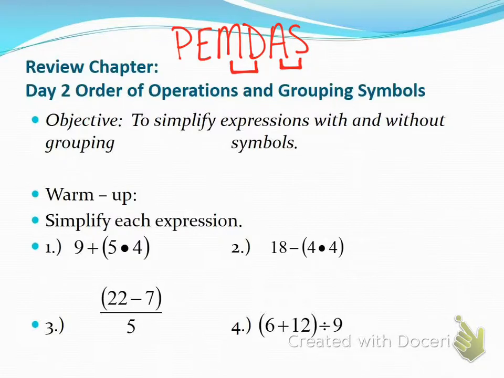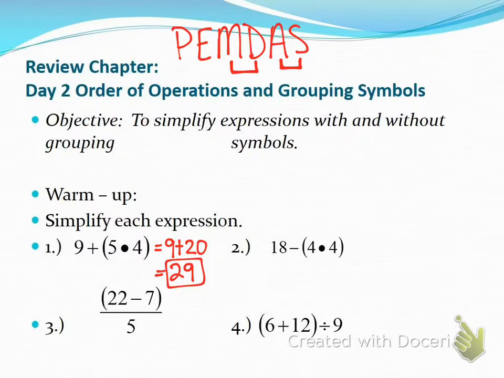All right, so let's move on to our warm-ups. The first thing that we should do on warm-up number 1. Jordan? 5 times 4. 5 times 4 is 20. So we end up with 9 plus 20, which is 29. Good. I hope it is easy.